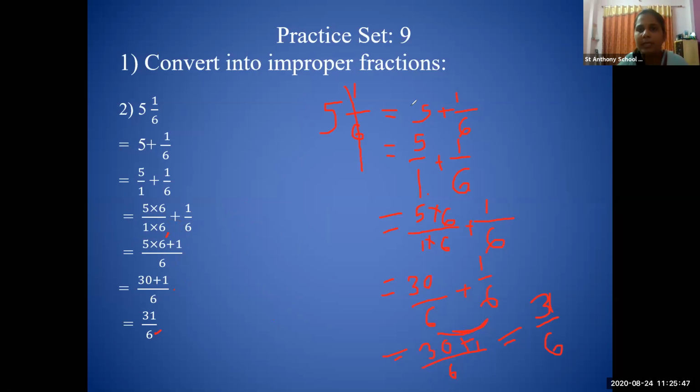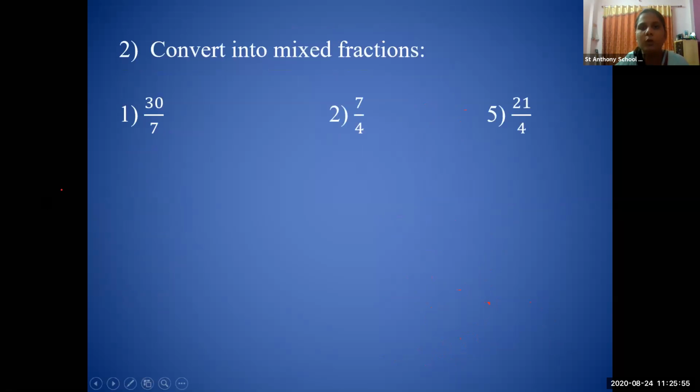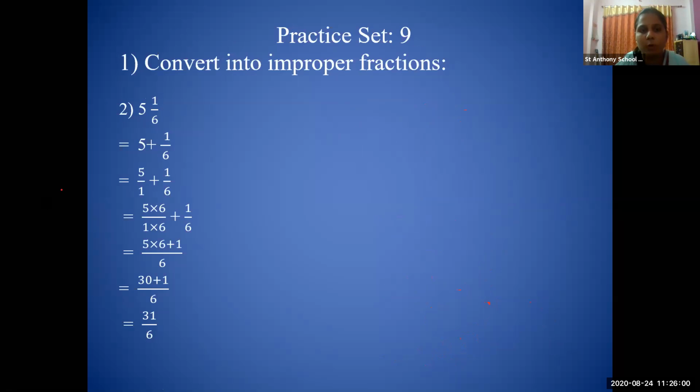Now let's move to the next slide. Now convert this into a mixed fraction. Okay. So that example was convert into improper fraction, right? I'll give you one example to solve it.